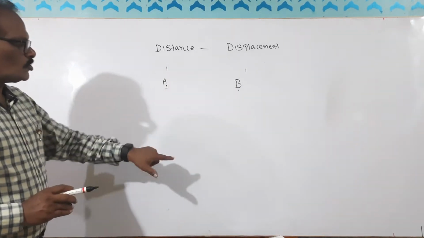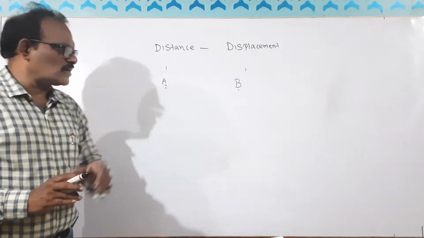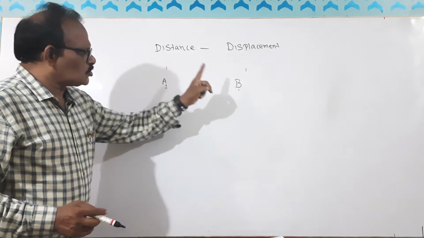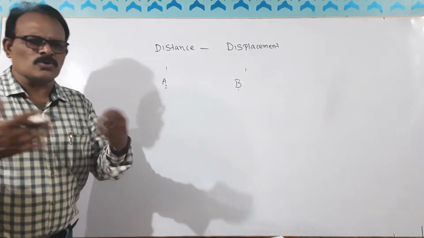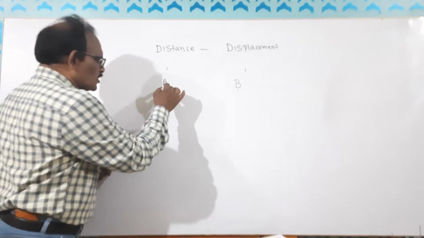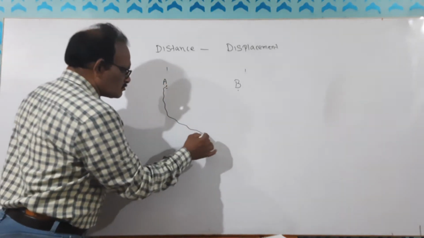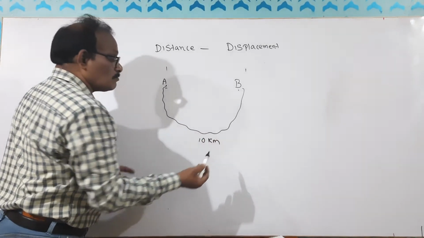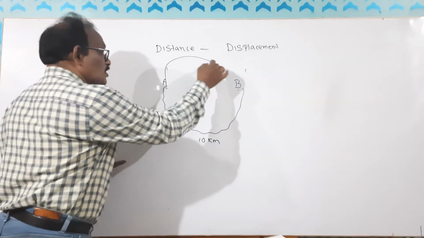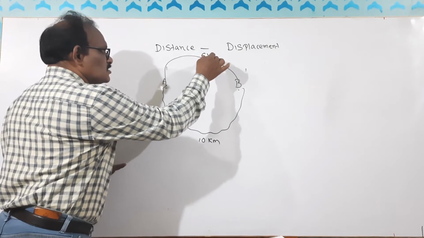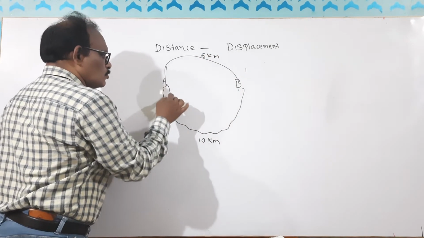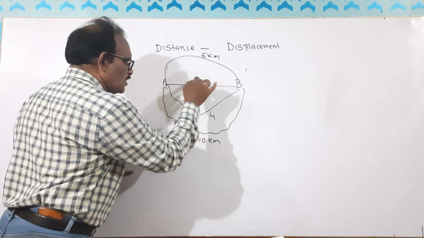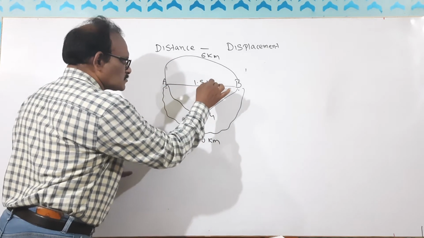If your father told you to go to the station for some work, what will you do? See, first of all, from one place to another place, obviously there is more than one way. Maybe one way is like that, which is nearly 10 kilometers. Maybe there is another way from here to here, maybe this is 6 kilometers. Maybe there is one more way like this, which is 4 kilometers, and one more way of 1.5 kilometers.